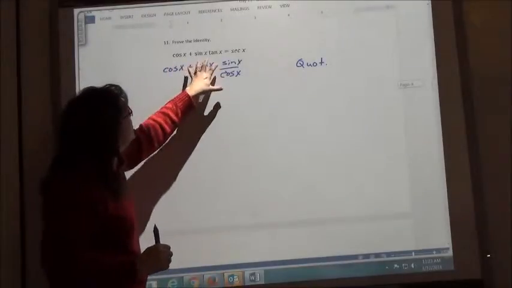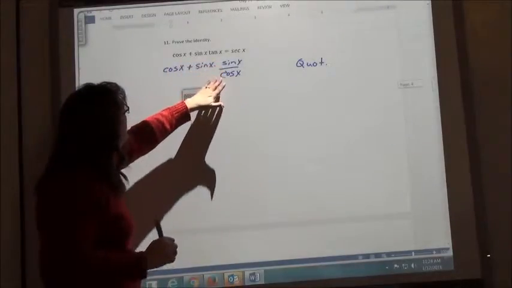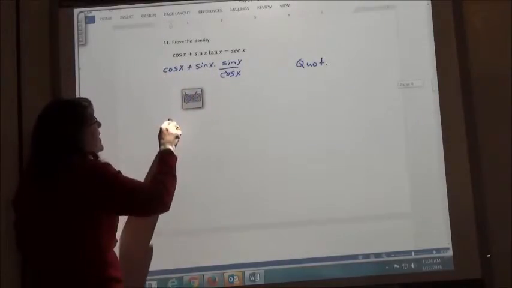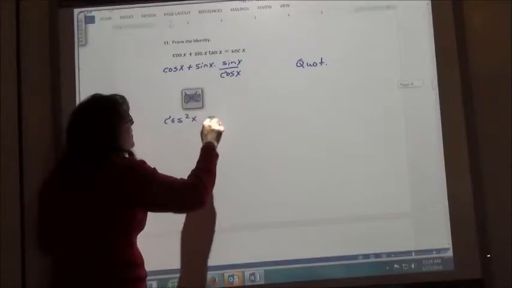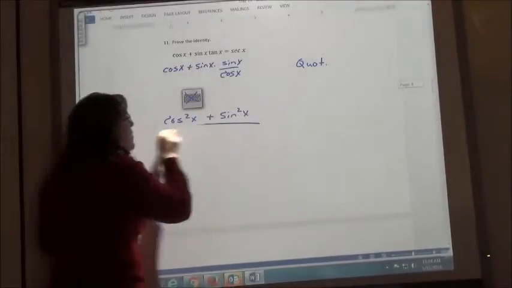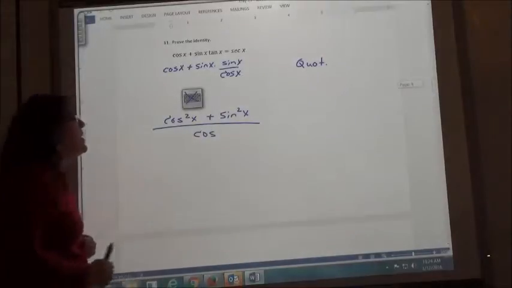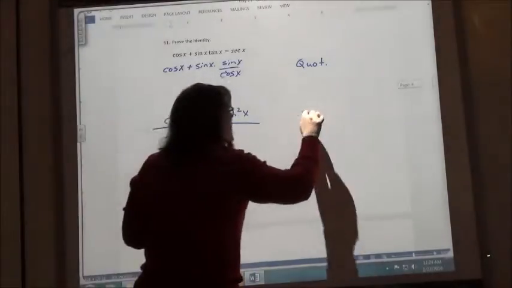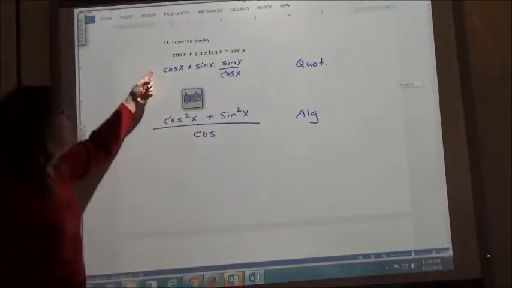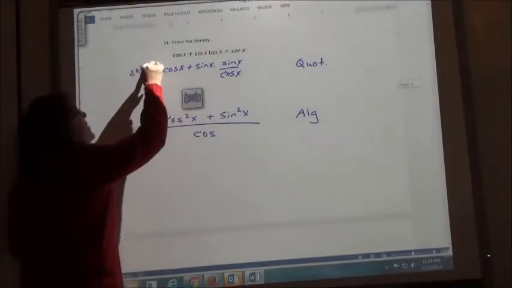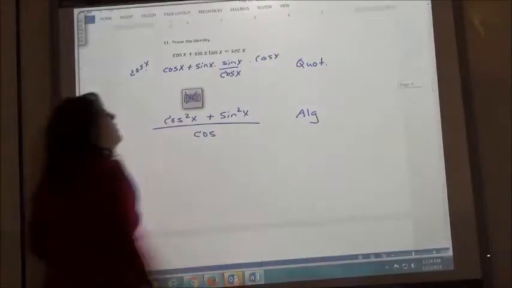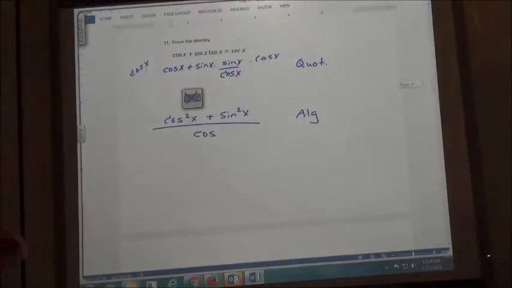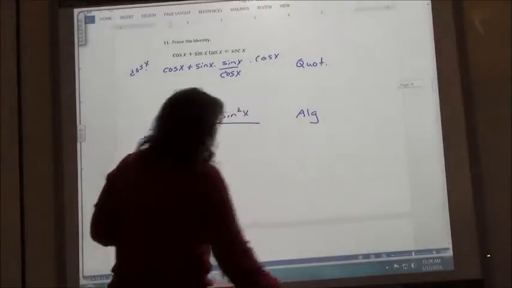Then I look at that again and say, okay, if I want to get a common denominator and get this into one expression, I can multiply by the cosine of x. And so I'm going to jump over this little box here, and I'm going to say cosine squared of x plus sine squared of x all over the cosine of x, puts that into one expression. And that was just straight using algebra, because I just multiplied times the cosine of x here and the cosine of x here, and got my common denominator and simplified my expression.